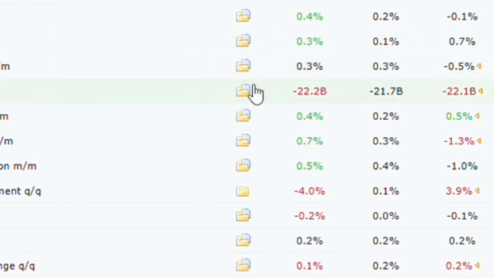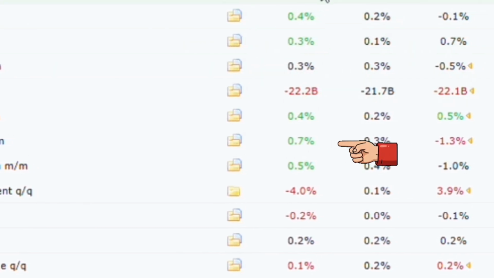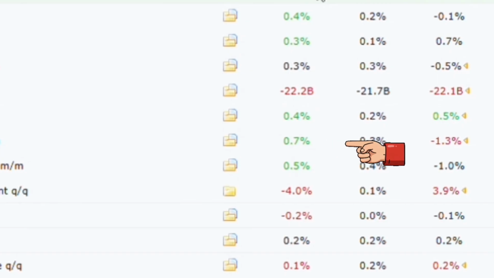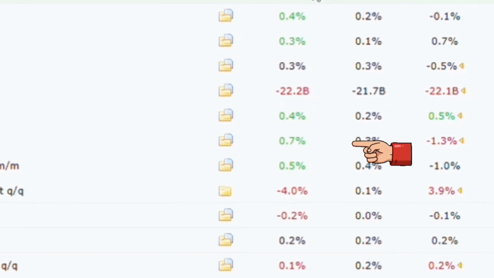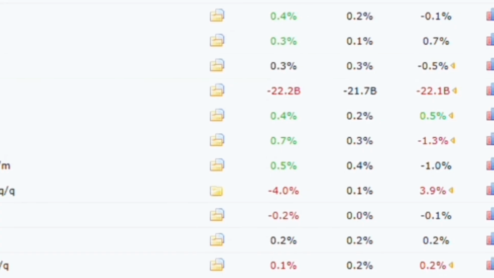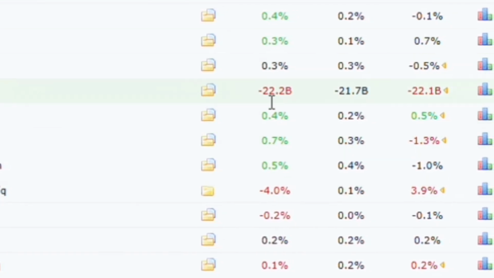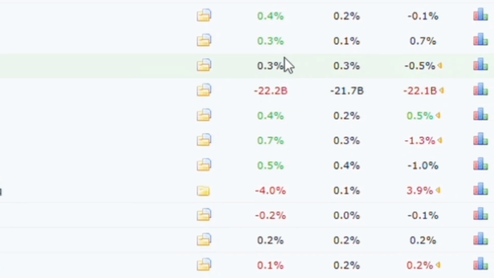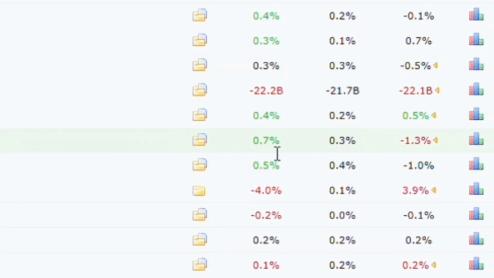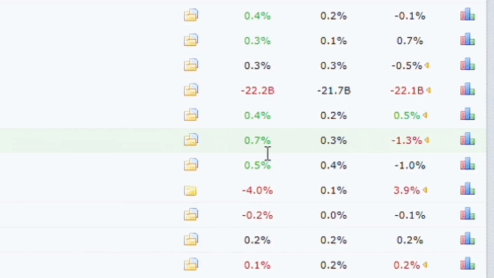Now, before diving deep into the details, let's look at the actual. The actual is the final result of the news. Before the news is released, there will be no actual here. It's after the news release that you are going to see the actual, because the actual is the final result of the news, the actual outcome of the news.